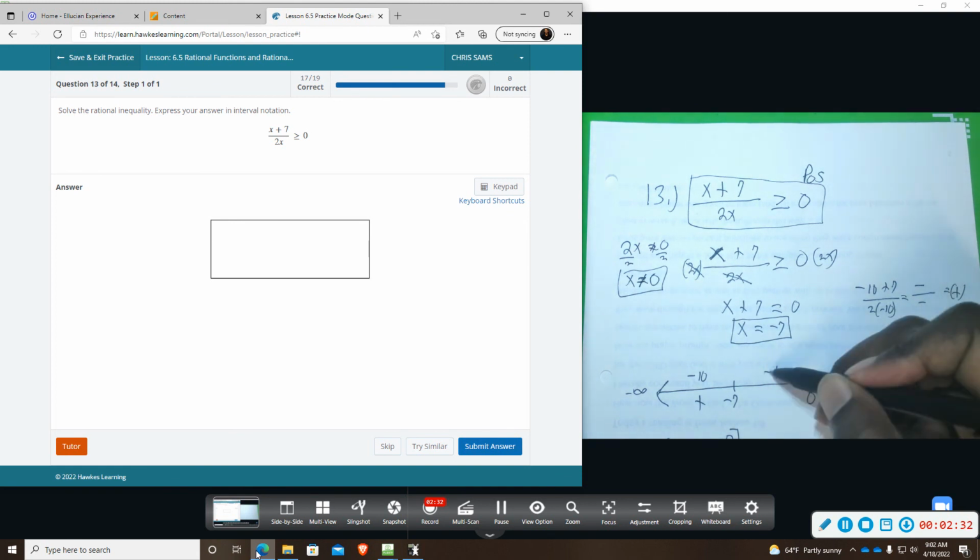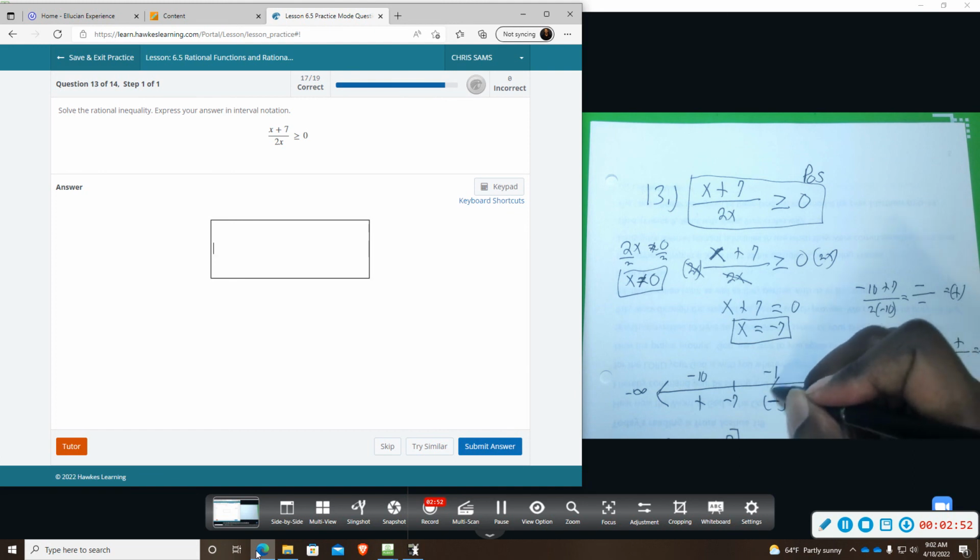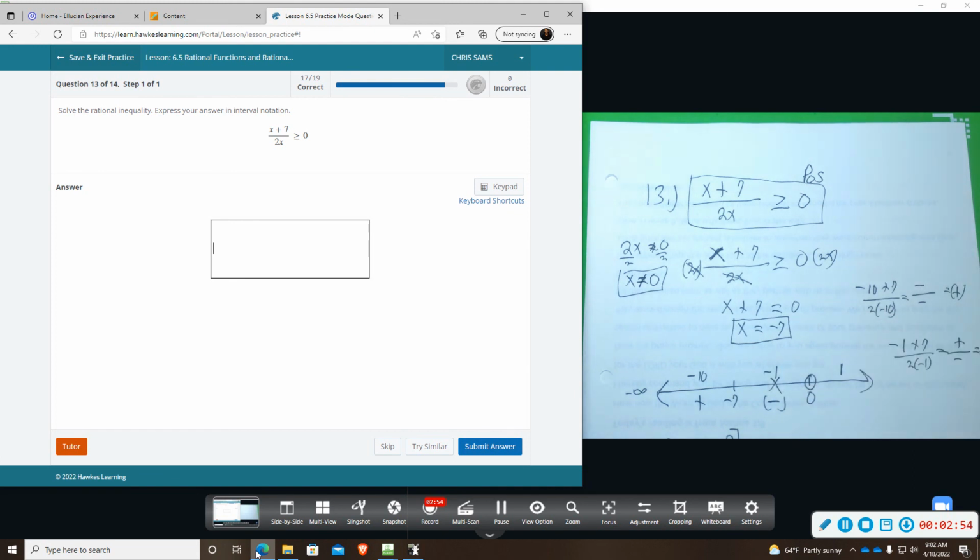All right, now I'm going to try negative 1. So I'm going to have a negative 1 plus 7, and then 2 times negative 1. So this top comes out positive. The bottom comes out negative. Positive over negative is a negative. So this middle comes out negative, and we want positive, so that will not be part of the solution.